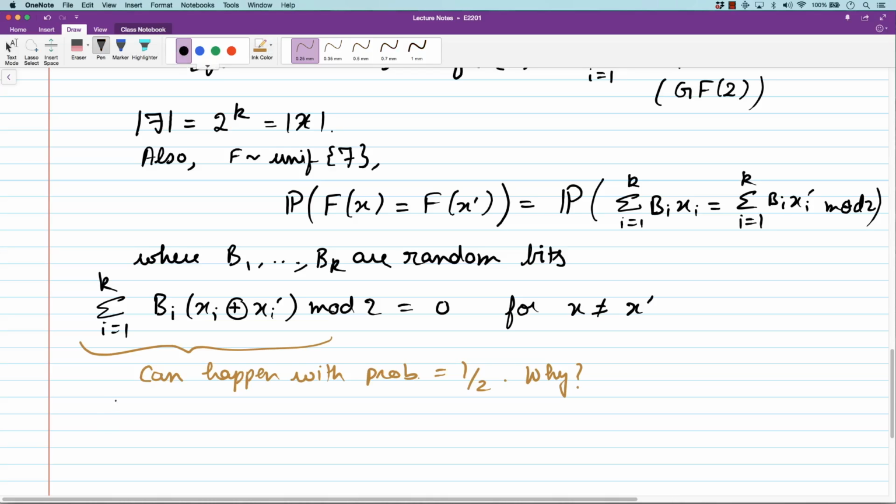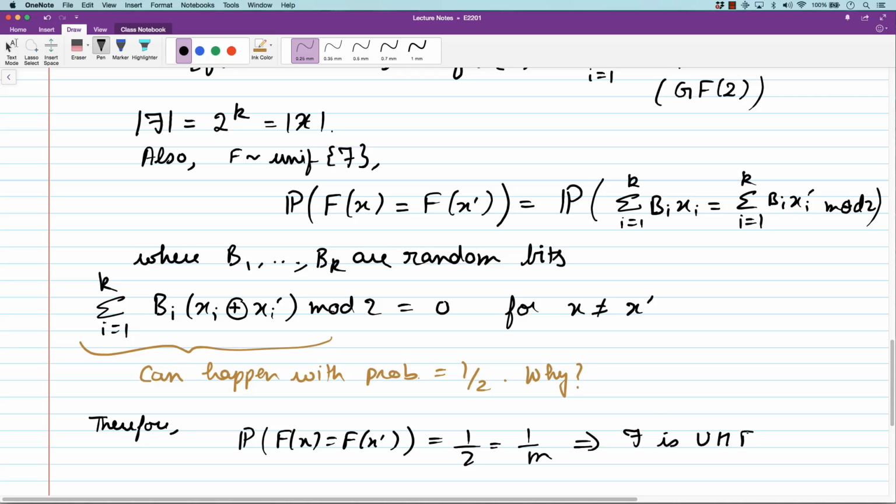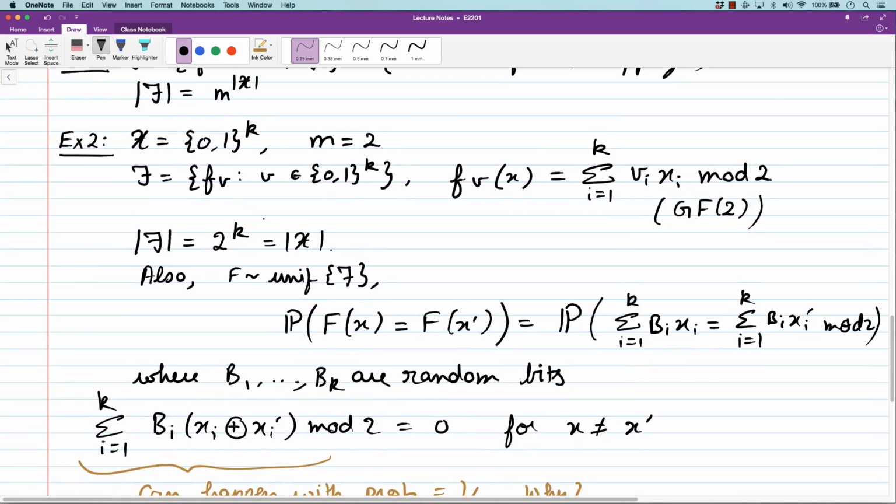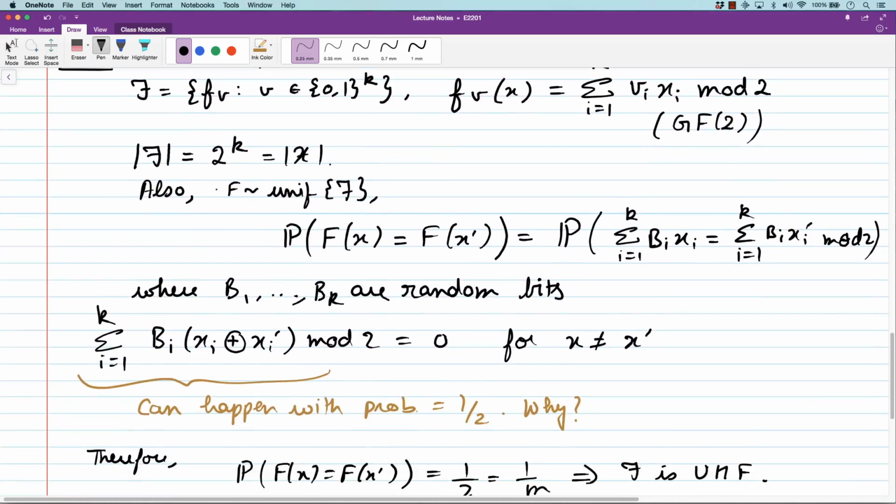And therefore, this probability that we were after is equal to half, which is 1 by m. So this implies f is a universal hash family. So this is an example of a universal hash family, and it's much smaller in size.